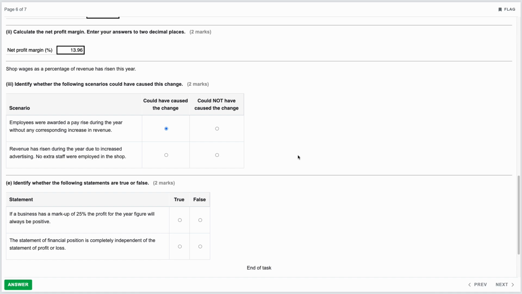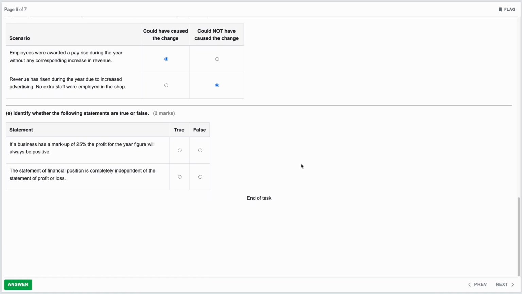And then the next one, revenue has risen during the year due to increased advertising. No extra staff were employed in the shop. Well, that definitely wouldn't have caused the change. So if your revenue has gone up, but your staff costs have just stayed exactly the same, that would have obviously meant that the wages as a percentage of revenue would have gone down because the wages would have stayed the same.